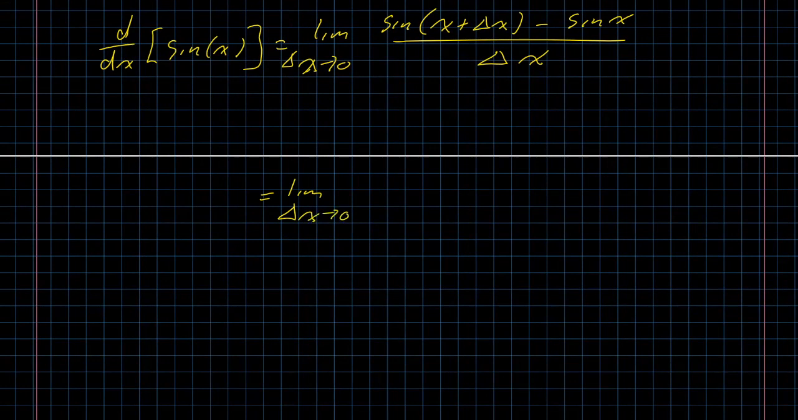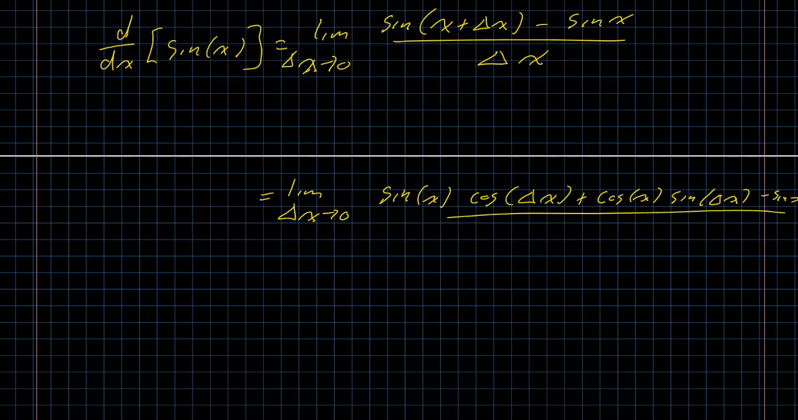And to hopefully no surprise, we have a sum of stuff inside of sine, so we're going to use the angle addition formula to rewrite that as sine x cosine delta x plus cosine x sine delta x. And we still have minus sine x, and the whole thing is still over delta x.